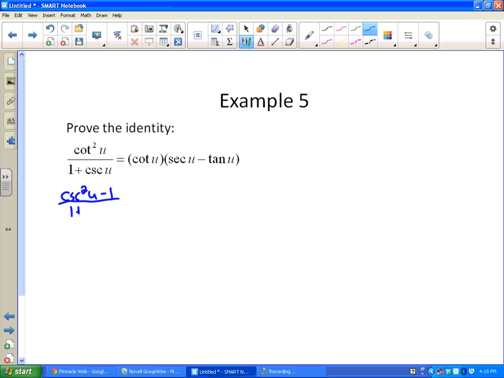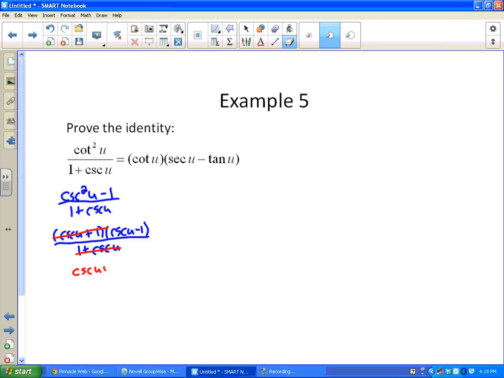The way you know is if I have 1 plus cosecant u on the bottom here. If I change cotangent squared to cosecant squared u minus 1, then I can factor the top into cosecant u plus 1 times cosecant u minus 1, and then I will be able to cancel out, because 1 plus cosecant u is the same thing as cosecant u plus 1. So this and this cancel, and that gives me cosecant u minus 1. That's about all I can think to do with that side personally.